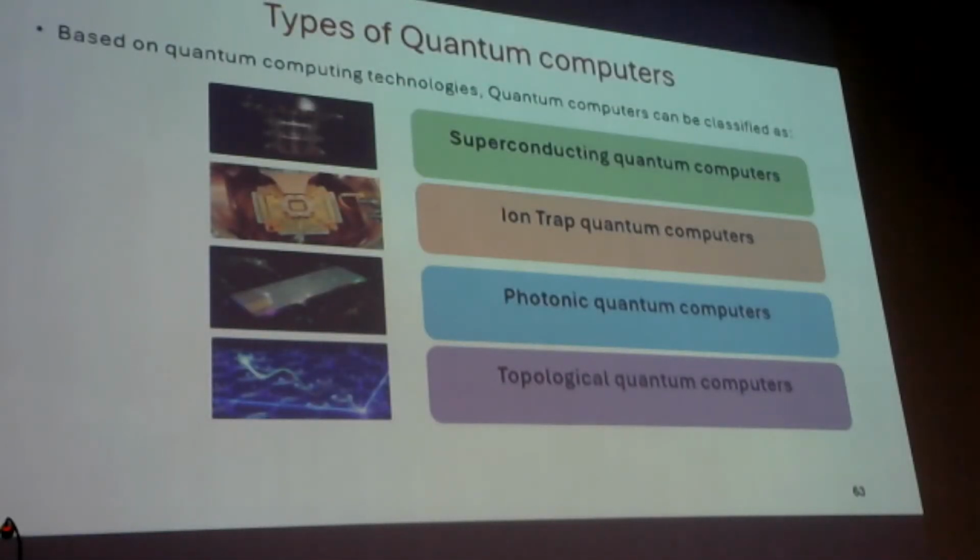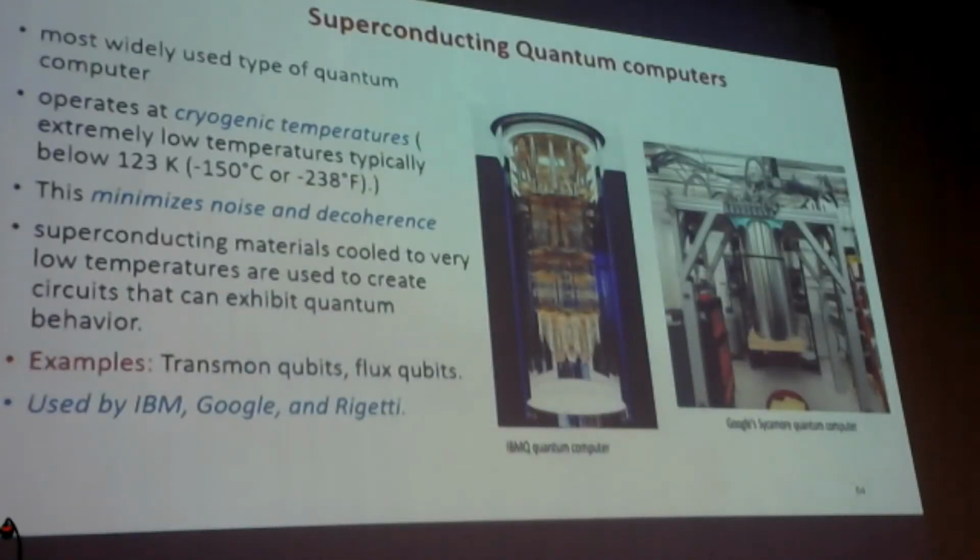Now, as I told you, using those four technologies, we have different types of computers. Superconducting quantum computers, I have just put pictures of how each one of them looks. Superconducting quantum computers, ion trap quantum computers, photonic quantum computers, and topological quantum computers. So I tried to put everything in just one slide, these four types.